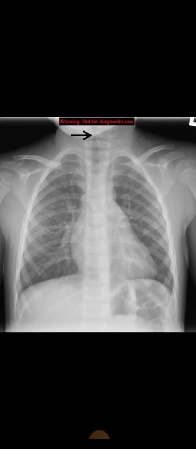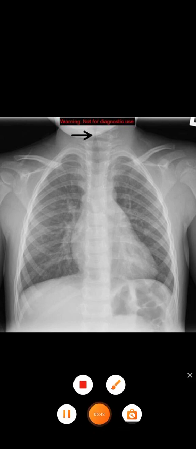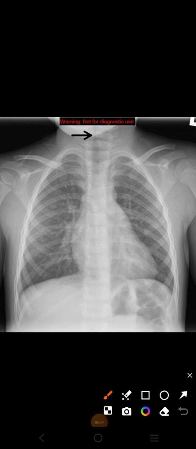Which view is this? Let us recall. This is mainly your PA view, as the apex of the lungs is just above the clavicles, and these clavicles are forming somewhat of a V shape. You can also see that these ribs are more curved in position, and from here the anterior ribs can also be seen, these are anterior ribs. Moreover, the shadow of the scapula cannot be seen here.